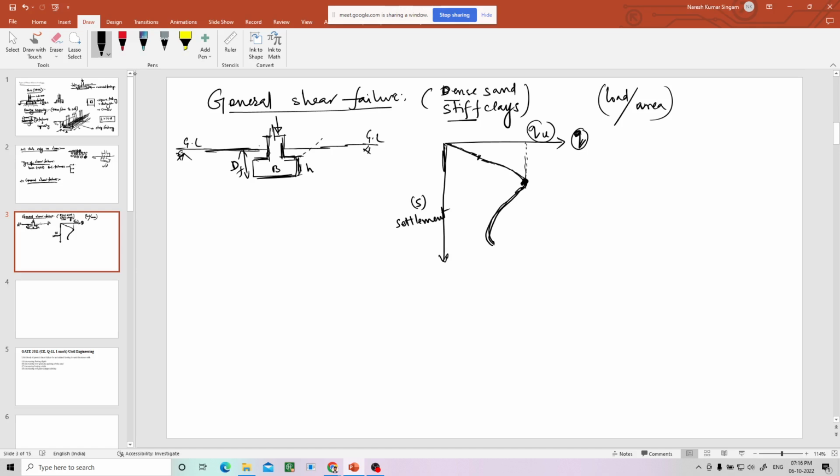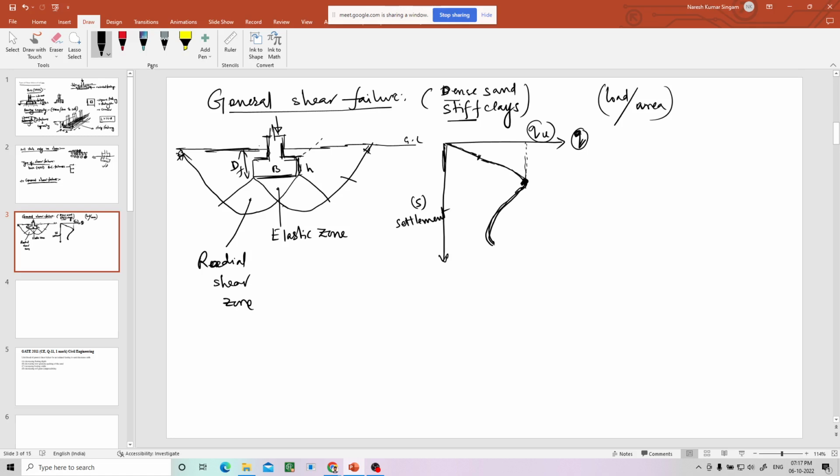And the failure surfaces, how do they occur under the footing? I will show you now. They will occur like this. Okay, there will be different zones formed. This is ground level anyway. See, these are different zones. This is the elastic zone, and this is the radial shear zone. And this is the passive zone.